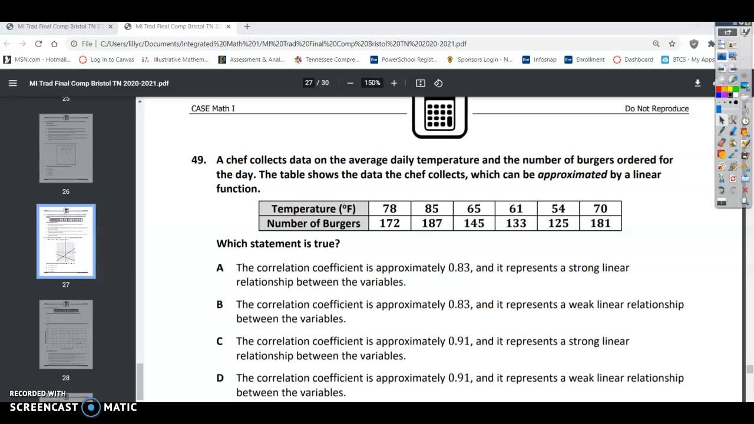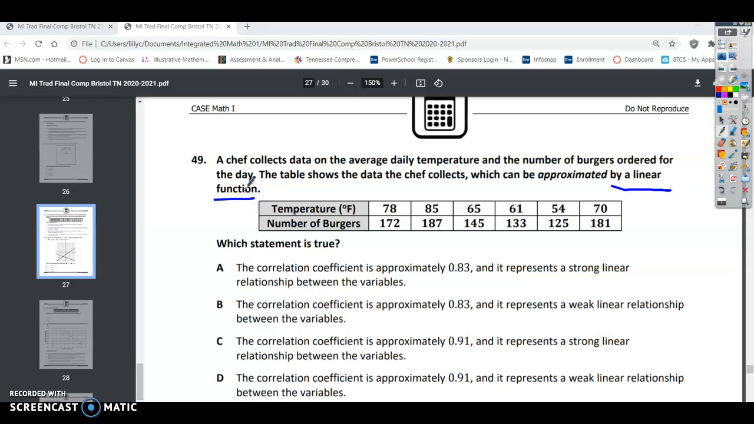Math 1, final benchmark number 49. A chef collects data on the average daily temperature and the number of burgers ordered for the day. The table shows the data the chef collects, which can be approximated by a linear function. All right, so linear function is important.